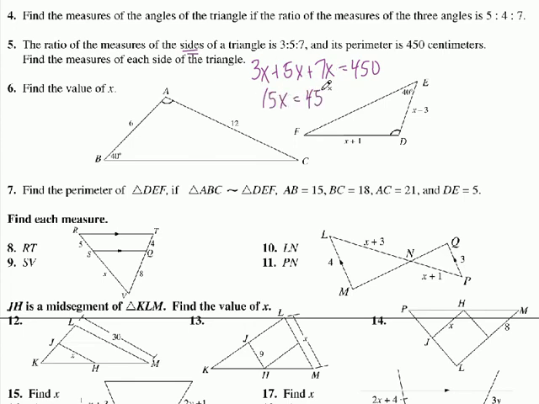15x equals 450. 450 divided by 15 is what, 30? Yeah, 30. Okay, good. So x is equal to 30. It's not my answer, though, because what's it say to find? The measures of what? Each side of the triangle. So I've got 3 times 30, which is 90. And then I have 5 times 30, which is 150. And 7 times 30, which is 210. So that would be my answer right there, those 3 numbers.